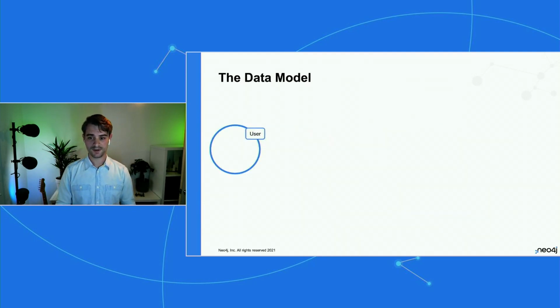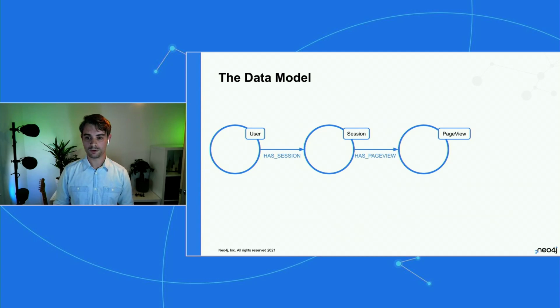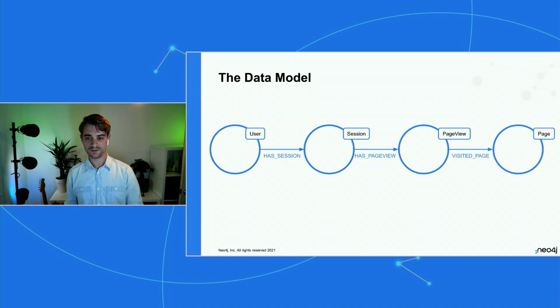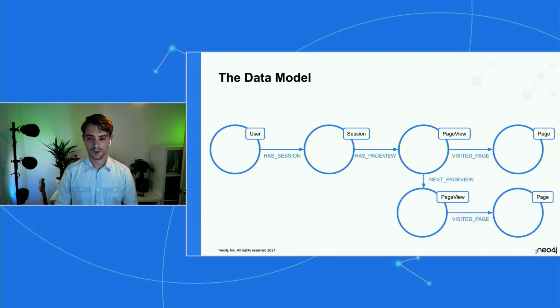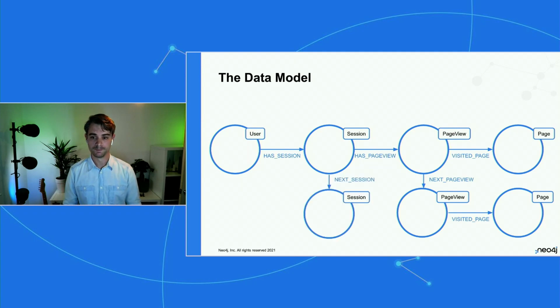In terms of the data stored in the database, I store a node that represents each user, and then use a session node to group a set of page views during their visit. And each one of those page views is then linked to a page node. So as the user navigates through the site, we build up a linked list of nodes which represent their journey. So then we can see where users go and where they go next when on a particular page.